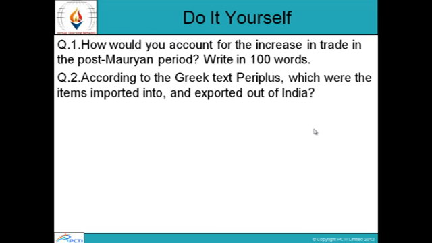You have to do it yourself. Question number 1, how would you account for the increase in trade in the post-Mauryan period? Write in 100 words. And question number 2, according to the Greek text Periplus, which were the items imported into and exported out of India? That's all.